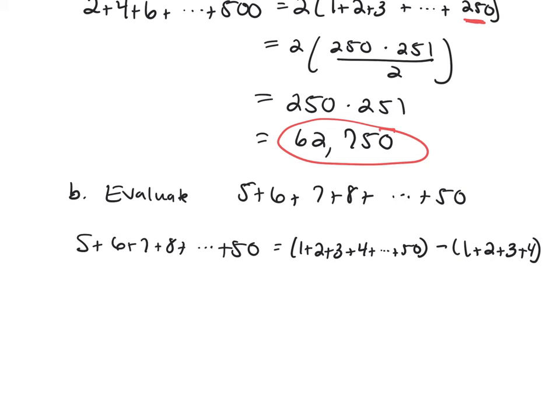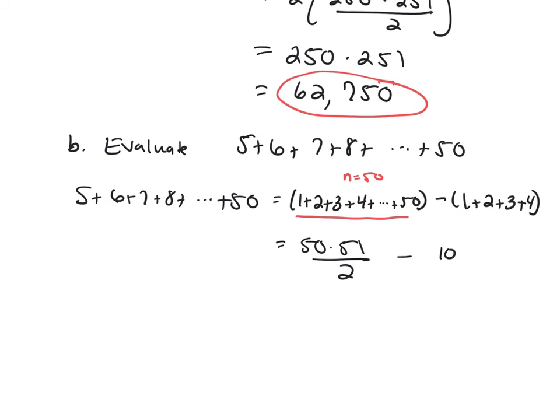But now I can use my formula on this first term here. Here n is our last number, so n is 50. You plug that into the formula. It'll be 50 times 51 over 2. And then just subtract 1, 2, 3, and 4. That's 10. So this will be 25 times 51 minus 10, or 1265.